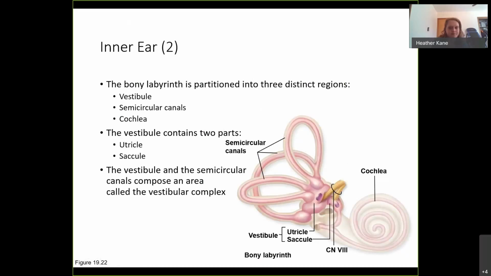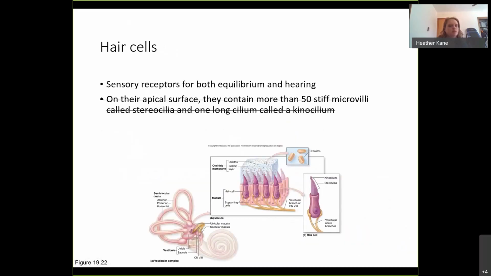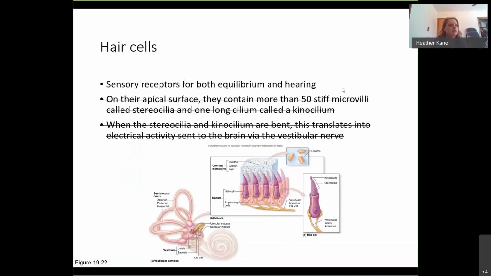Right. Let's talk a little bit about these receptor cells that are located within those semicircular canals. We're not going to go into as much detail as we would have originally, so don't worry about these lines here. I kept them in this slide and crossed them out so that you know that they are not going to be tested. I'm not going to put the difference between stereocilia and kinocilium.